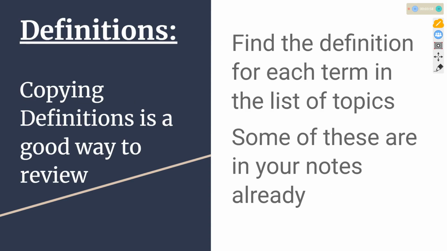So we'll start with definitions. Okay, so copying definitions is a good way to review. It's not necessarily a great way to review, but it's not a bad start. There might be some definitions by now that if you still struggle with them, it's probably not because you haven't copied them down. All right, a lot of times when we can copy a definition, it might reactivate that we realize we knew what that word meant, and you'll spend less time digging through your notes trying to figure out what it was. So find the definition for each term in the list of topics that we just went over.